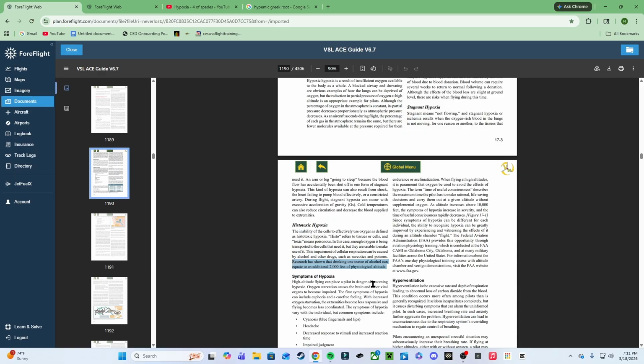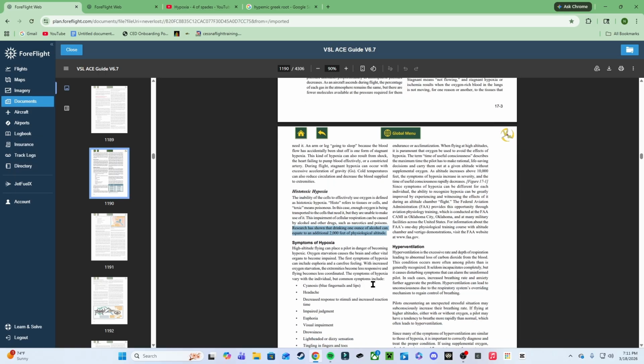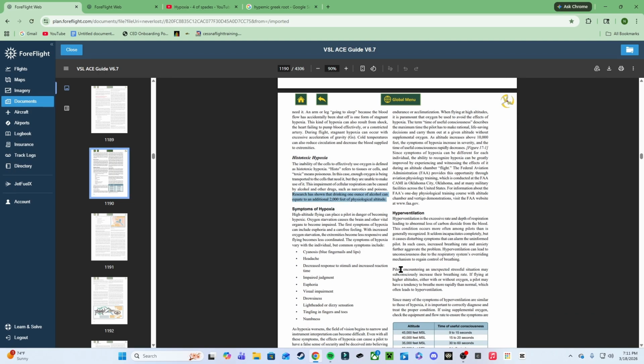We'll talk about one of the most important parts with hypoxia, which is the symptoms of hypoxia, coming up next. So pretty much all this written out. We'll talk about this. I'll write this out on the board.